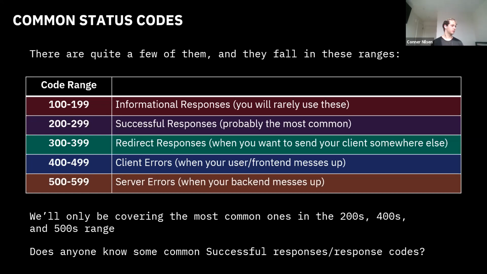For the purpose of this course, we're only going to be covering the 200s, 400s, and 500s. So if you're interested in the 100s or 300s, go ahead and check it out on the status code guide in our script. And we also have a couple external links that you can use to learn more about that. Does anyone know some common successful responses?